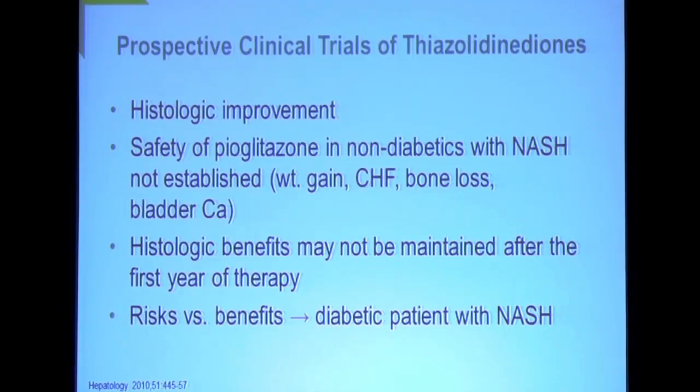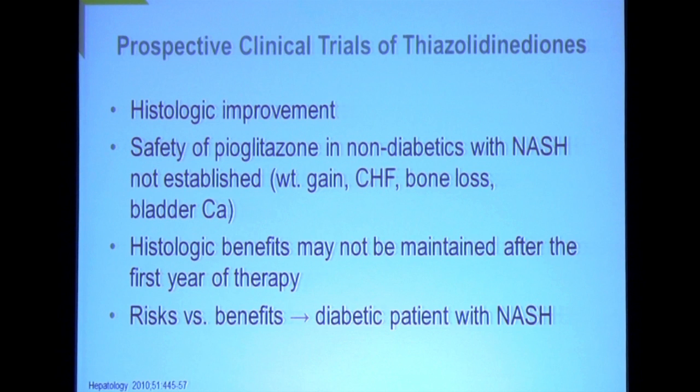How about glitazones? Well, if insulin resistance is present in all these patients, why not use insulin sensitizers? There are 6 trials using pioglitazone and rosiglitazone, and they showed some histologic improvement, not much improvement in fibrosis, but definitely some histologic improvement. So in regards to the thiazolidinediones and the glitazones, histologic improvement was seen.